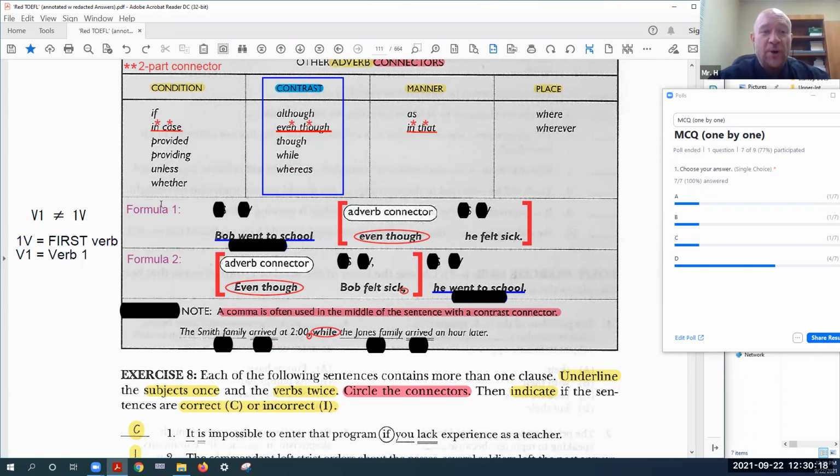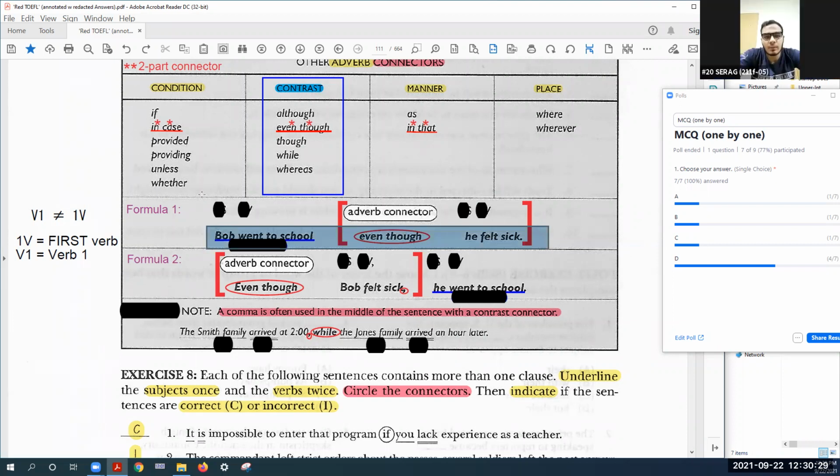Okay. Do formula 1, Siraj. Read the example and explain using the formula. Okay, Bob went to school.